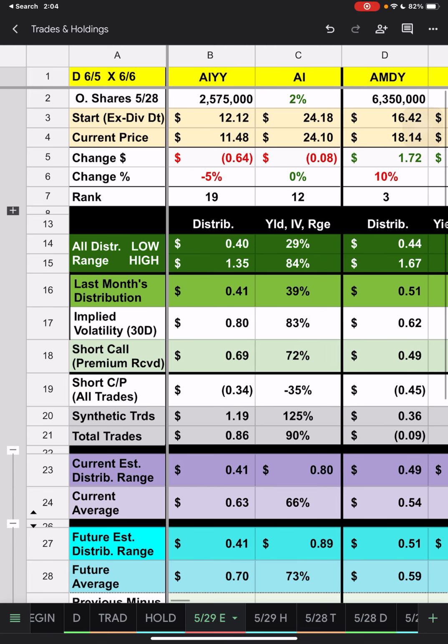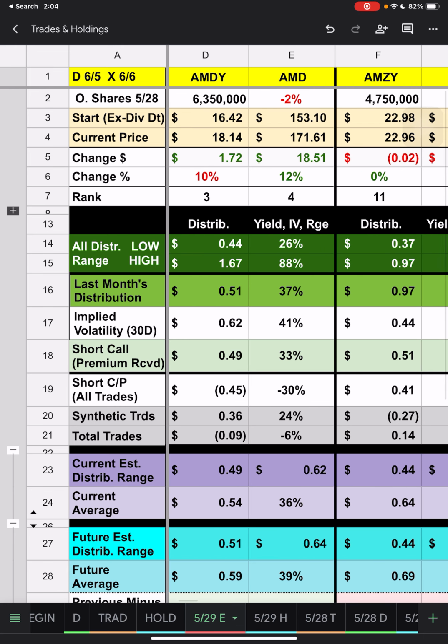So anyway, so we're going to move on to AMDY here. So we have a range of 51 to 64 cents with an average of 59 cents. Yesterday we had 51 to 68 with 58 cents. So again, when we're looking at the average, it's only off like 1 cent. But the range is off a little bit more than that.